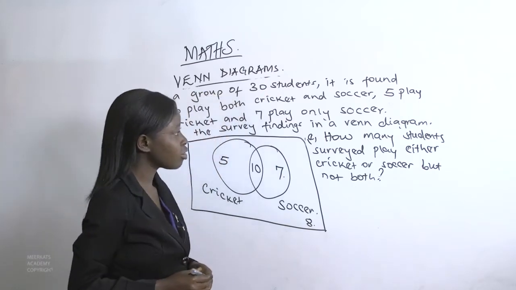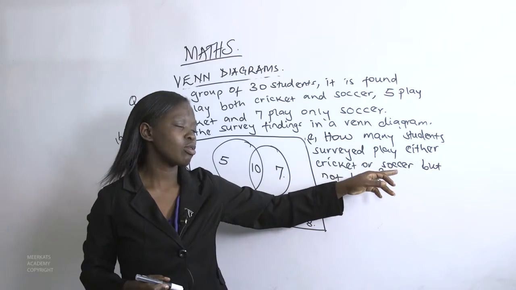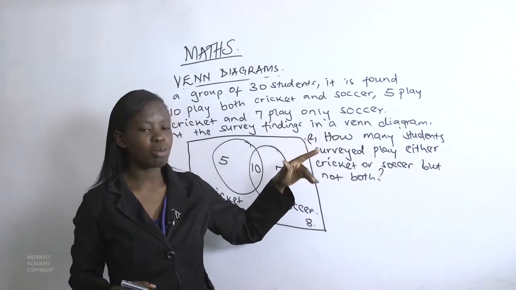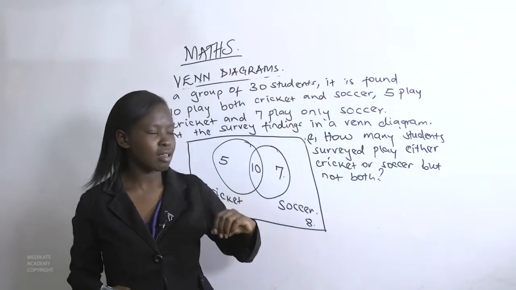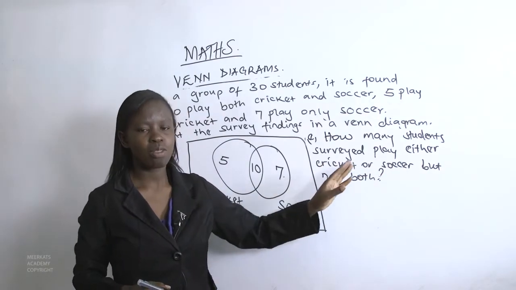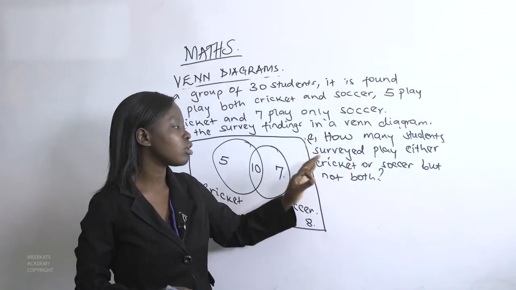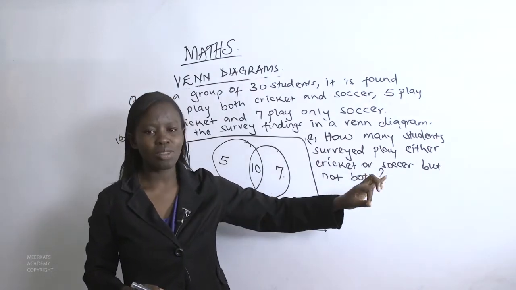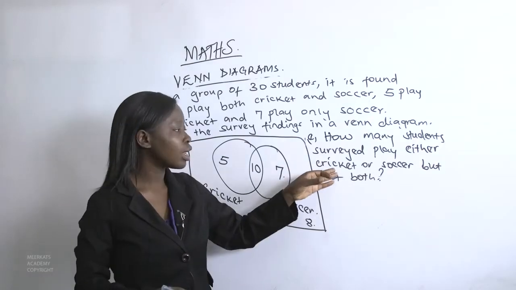So we are being asked to find how many students surveyed play either cricket or soccer, but not both. You discover that this question is different from the previous question that we've worked out. The previous question was asking us to get the students who play cricket or soccer or both of them. But in this question, we are being asked to just get those students who are either playing cricket or soccer, but not those who are playing both cricket and soccer.